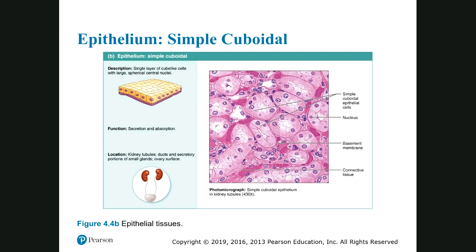Simple cuboidal: you can see here's the apical surface of the cell, here's the basal surface. We have one row of cells, although it is in a circular shape. You can see the round plump nucleus. Simple cuboidal epithelium consists of a single layer of cells as tall as they are wide. Important functions of simple cuboidal epithelium are secretion and absorption. Simple cuboidal epithelial tissue can be found in our glands and our kidney tubules.